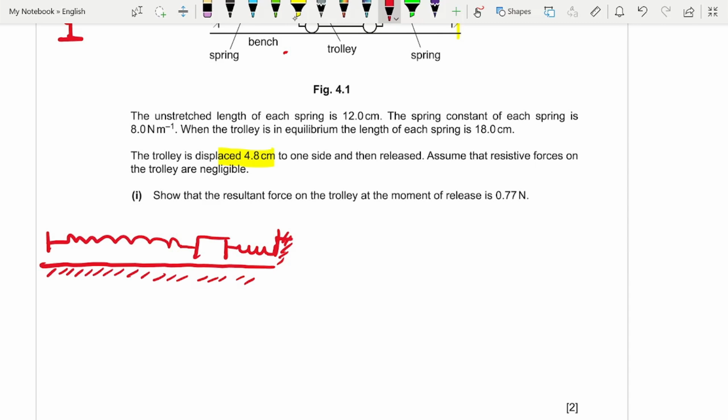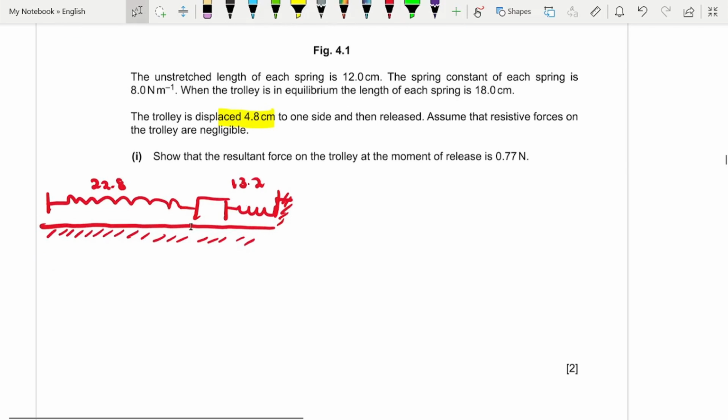So on this side, you're going to increase it, 4.8 plus 18, that's going to be 22.8. On the other side, you had 18 and you're removing 4.8. You're compressing that so that it goes from 18 to 13.2. You're having some fun here. So we want to find the resultant force on the trolley at the moment of release, which is going to be 0.77.